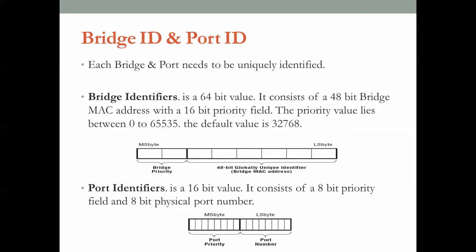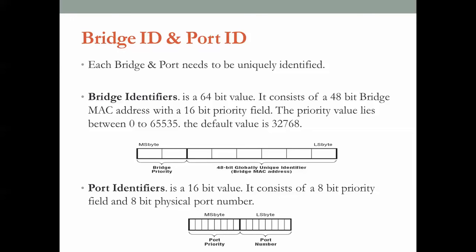The bridge priority is a 16-bit field which can contain values from 0 to 65535, and this can be controlled by the operator. He can manually edit the bridge priority. Whereas MAC is unique to each and every bridge. So this is why the bridge ID together becomes a unique number, and each and every bridge in your network can be uniquely identified by these bridge IDs.